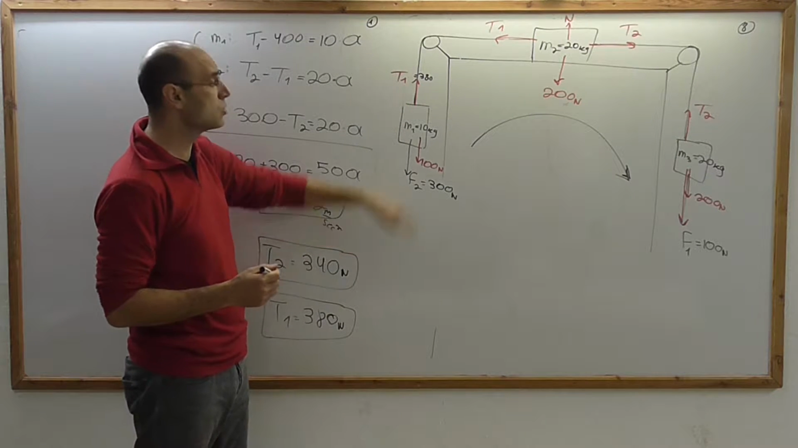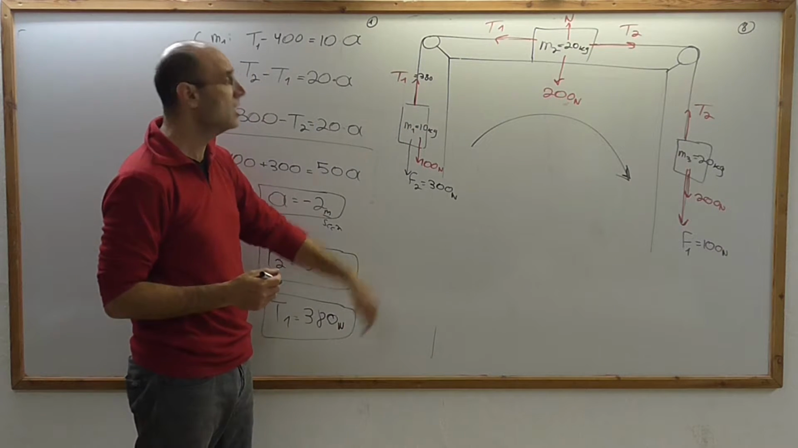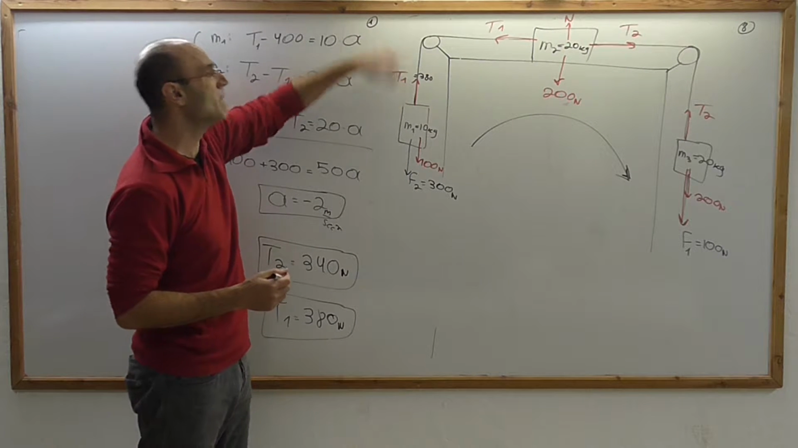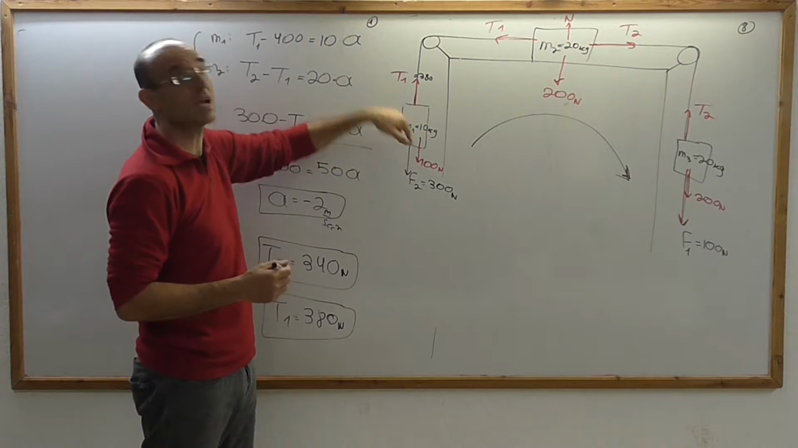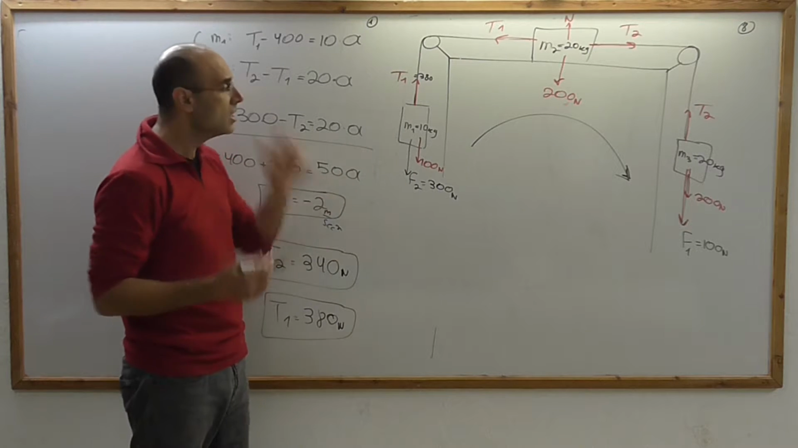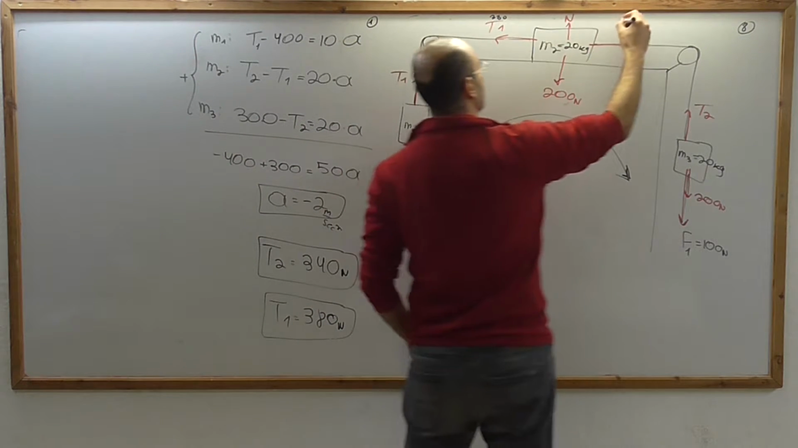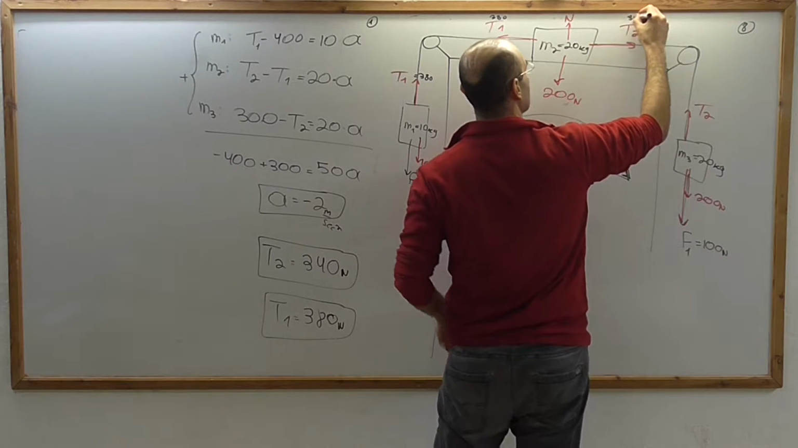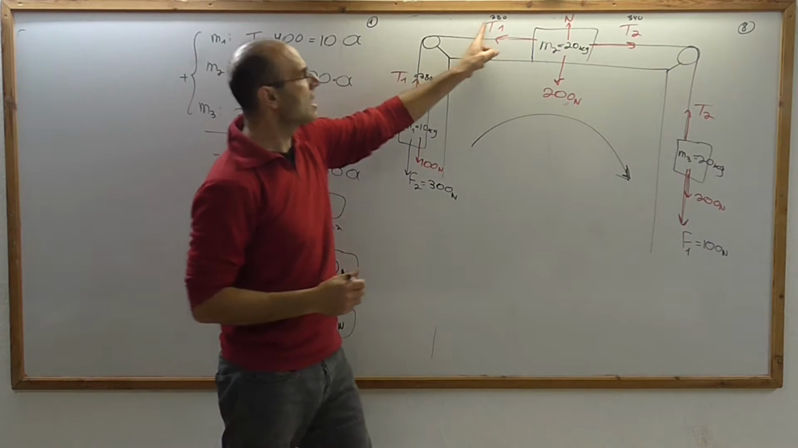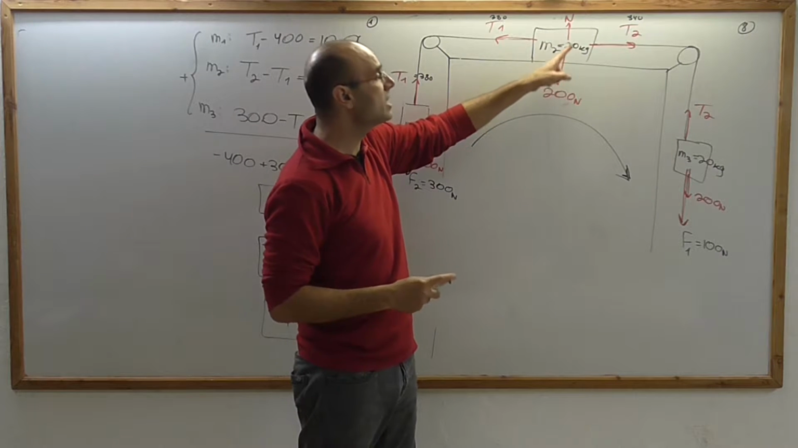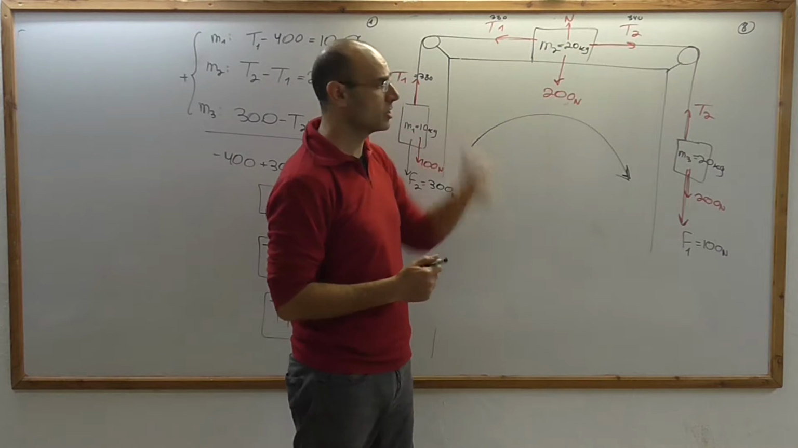20 really equals 10 times 2 in that direction. If we were to use this direction, it's minus 20 equals 10 times minus 2. It will also work. Let's see if it works here. 380 here. We said 340 here. That minus that is really 40.